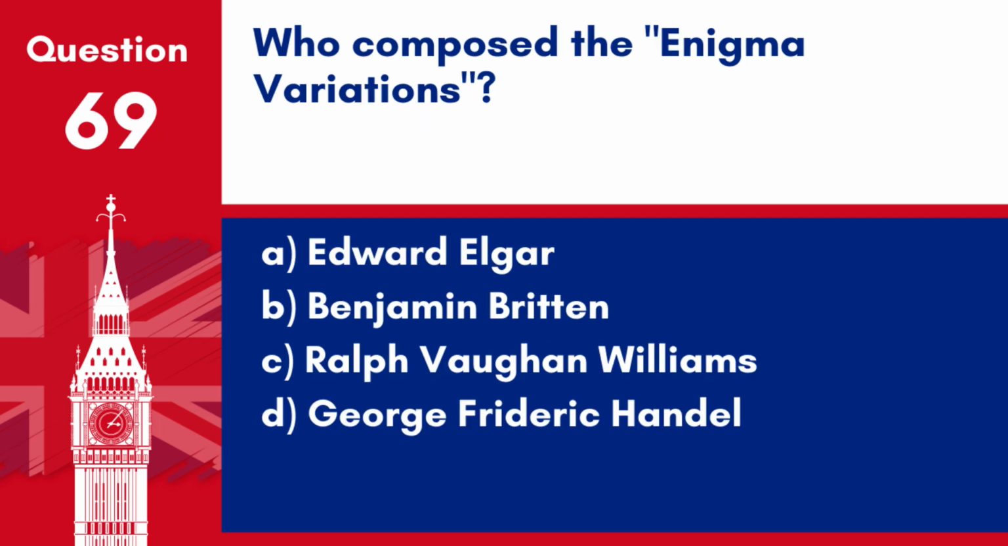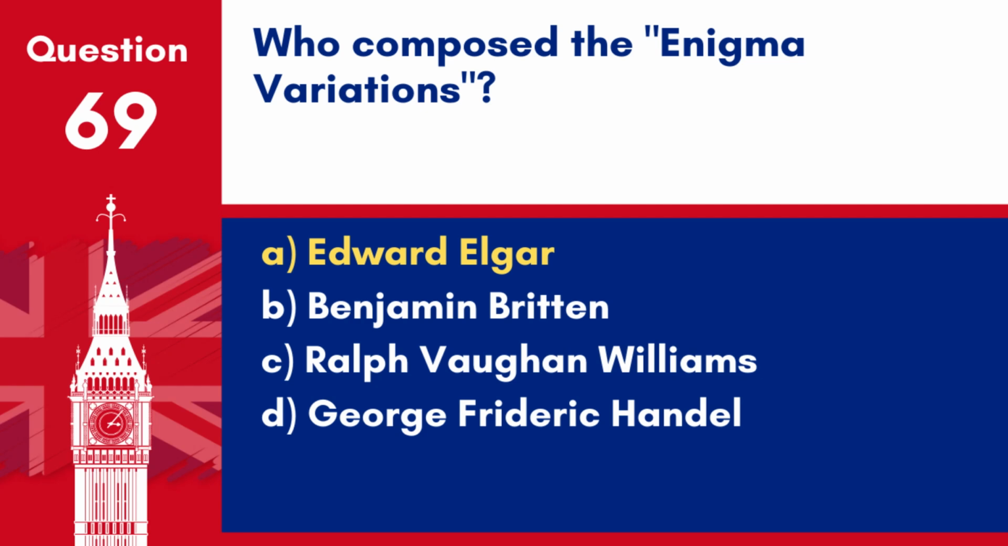Question 69. Who composed the Enigma Variations? A. Edward Elgar. B. Benjamin Britten. C. Ralph Vaughan Williams. D. George Frederick Handel. Answer: A. Edward Elgar. Edward Elgar composed the Enigma Variations in 1899, a set of orchestral variations that have become one of his most famous works.